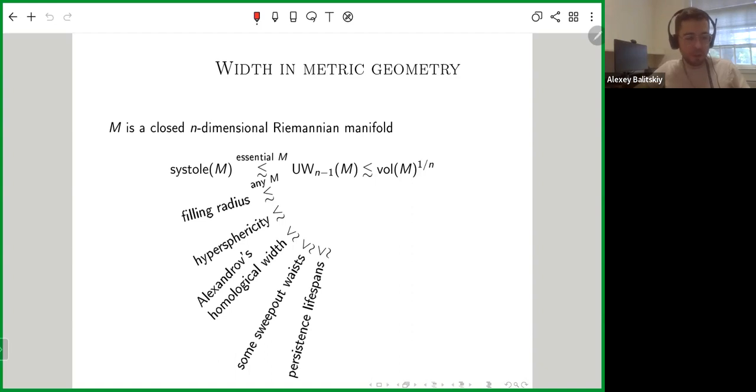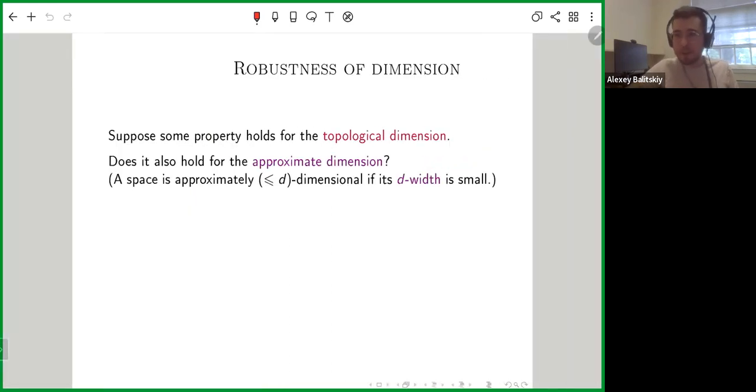Yeah, so even if you're not interested in the width on its own, and you are interested in other geometric inequalities, like bounding something from above in terms of the volume, then my point is that there is a decent chance that you can do that by sandwiching with the Urysohn width. Okay, so that was my introductory part with the motivation in metric geometry.